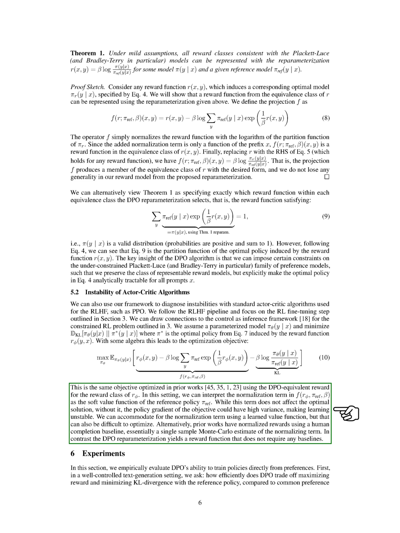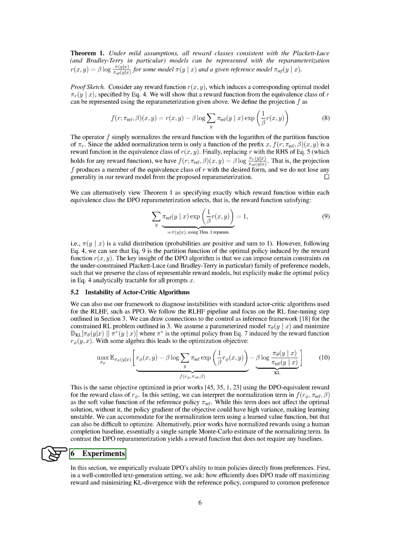While this term doesn't affect the optimal solution, its absence could lead to high variance in the policy gradient of the objective, making learning unstable. We can account for this normalization term using a learned value function, but this can also be challenging to optimize. Previous works have normalized rewards using a human completion baseline, which is essentially a single-sample Monte Carlo estimate of the normalizing term. In contrast, the DPO reparameterization provides a reward function that doesn't require any baselines.